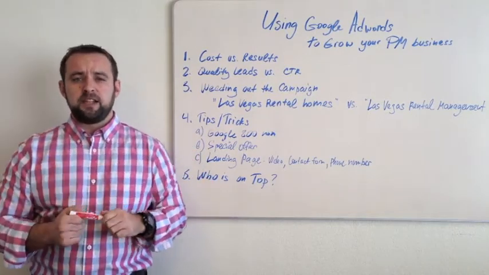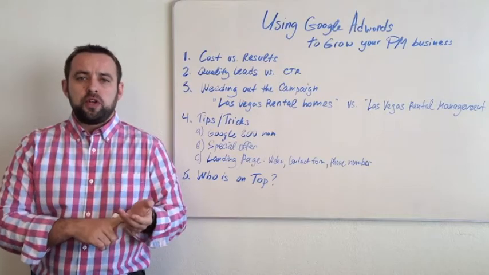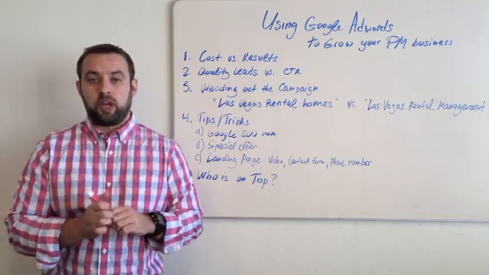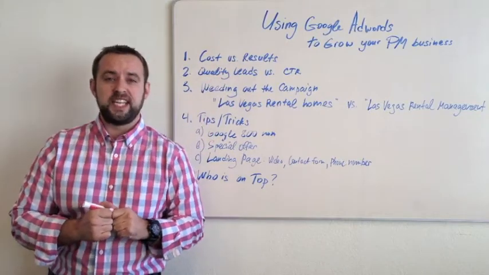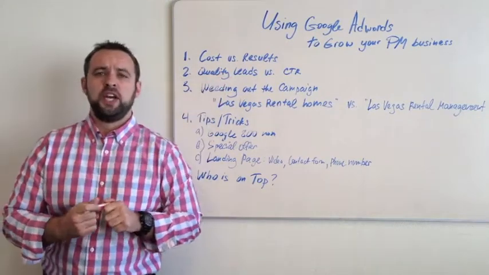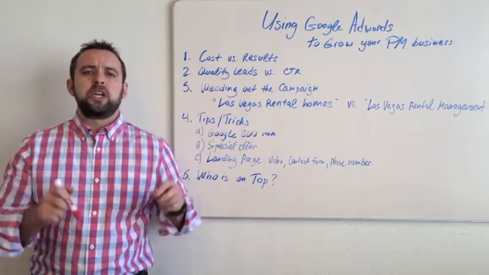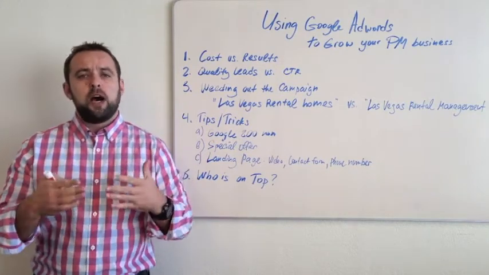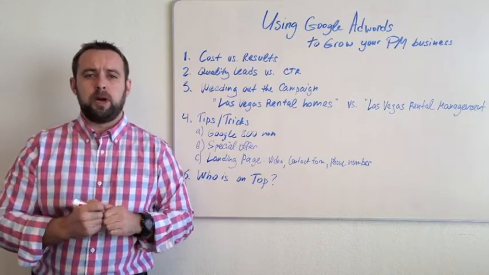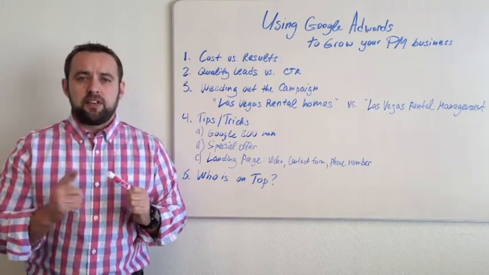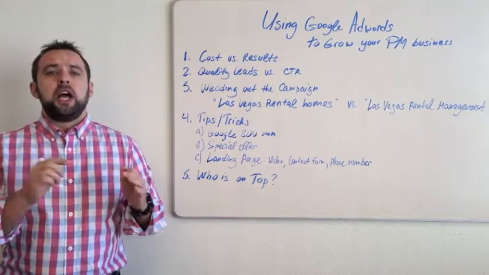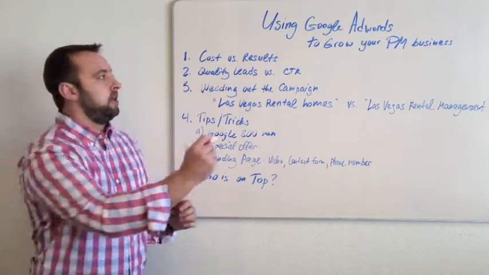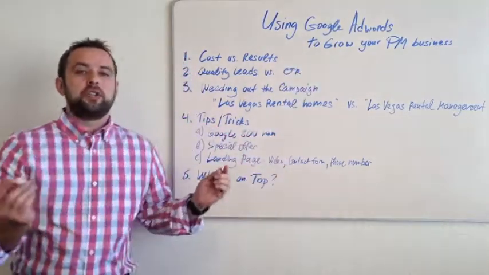So buckle in. By the end of this video, you should know how to use Google AdWords, why to use Google AdWords, and when to use Google AdWords. Okay, first of all, the first concern that we always hear is cost versus results. Google AdWords got much more expensive over time as there's more competition. So what we've seen from our experience managing campaigns for multiple property management companies is the average acquisition cost, in other words, how much money you need to spend before you get one house under management, is anywhere from $200 to $500.